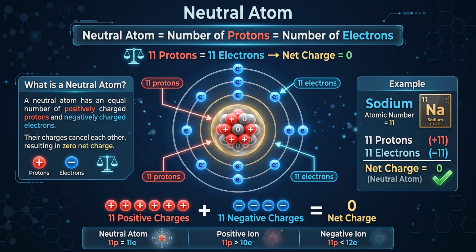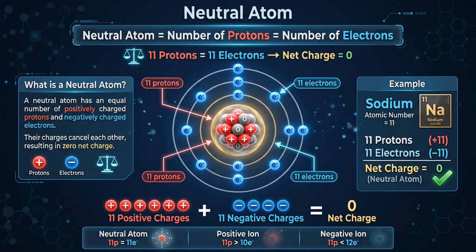If an atom loses 1 or more electrons, it will have more protons than electrons. Since there are now more positive charges than negative charges, the atom becomes positively charged. Such an atom is called a positive ion or cation. For example, a sodium atom normally has 11 protons and 11 electrons. If it loses 1 electron, it will have 11 protons but only 10 electrons. The total positive charge becomes +11, while the total negative charge becomes −10, resulting in a net charge of +1. This is written as Na⁺.